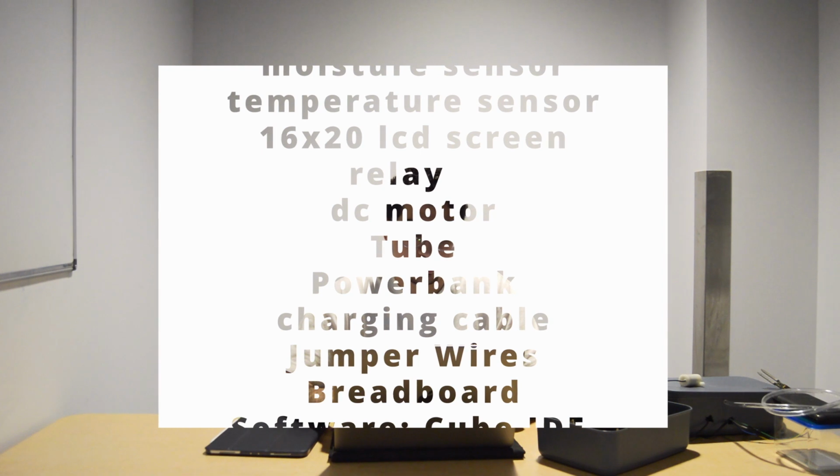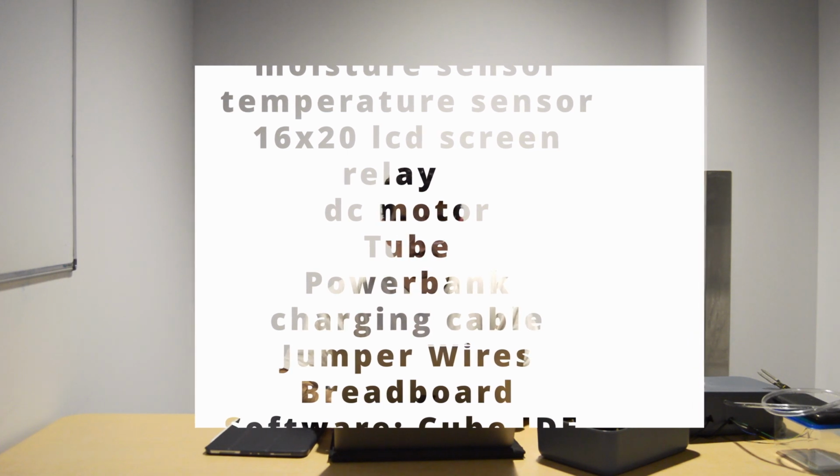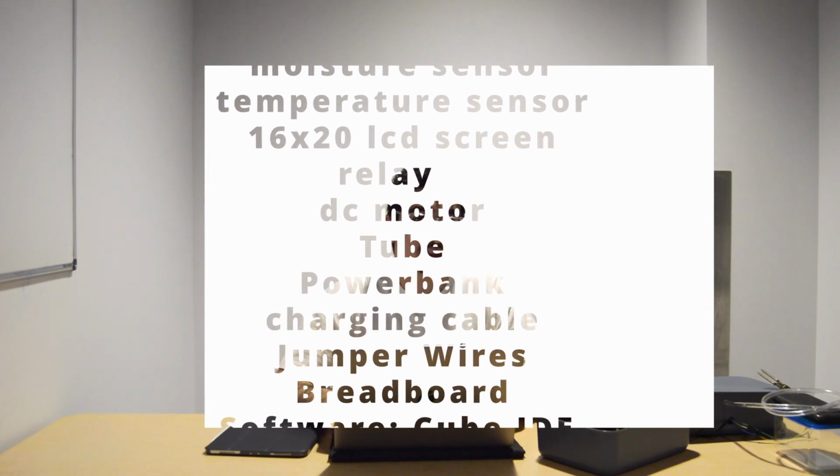The first part will be using the STM32 and the Cube IDE to program our microcontroller. This part on its own is enough. The components that we will need here are the moisture sensor, the temperature sensor, a 16 by 2 LCD screen or any LCD screen that you wish to use, a relay, a DC motor, a tube, a power bank, a charging cable that you don't need, jumper wires, a breadboard, and the software we'll be using is the Cube IDE.